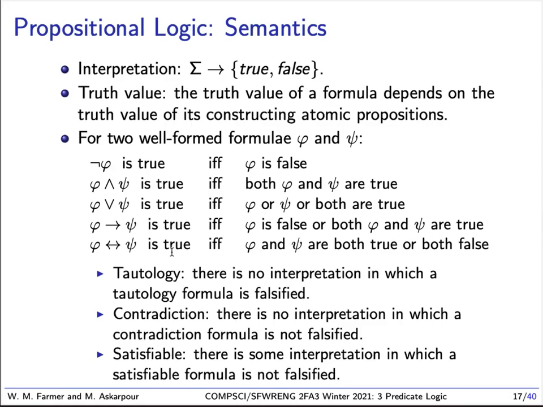Then we also have three definitions here for tautology, contradiction, and satisfiability that are very useful. A tautology is a formula that cannot be falsified under any interpretation. Contradiction is quite the opposite, so it holds under no interpretation. There is no interpretation in which a contradiction formula is not falsified. And a satisfiable formula is one for which there is some interpretation, at least one interpretation, under which this formula holds.